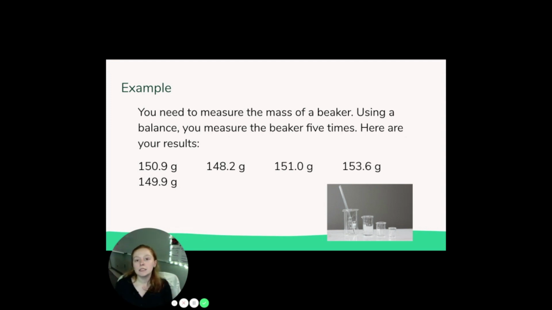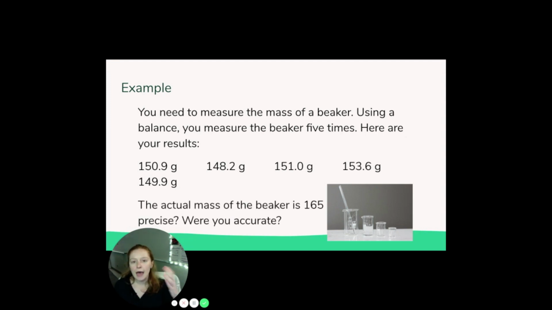This is one of those things that's kind of a judgment call. Some people will see that the difference here is 5 grams between your lowest and highest measurements, and that might be too much of a margin of error for some people, but sometimes it's not. I would say that these are fairly precise. They're not beautiful, but they could be a lot worse.